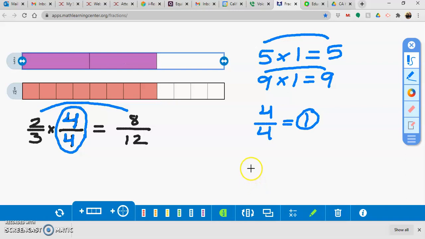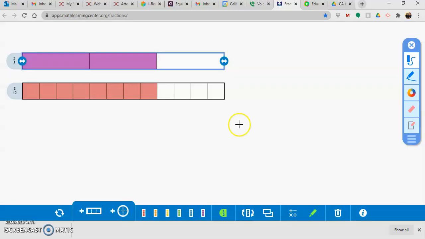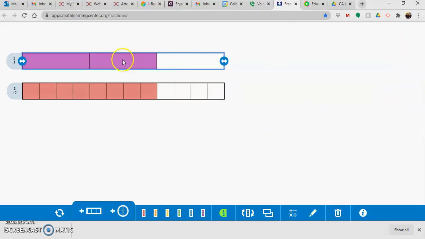Let me find the best way to erase all this. I think it was this, right? Clear drawing, yes. I want to get rid of this one too. Hold on one second. I think I have to trash it right there. Okay.